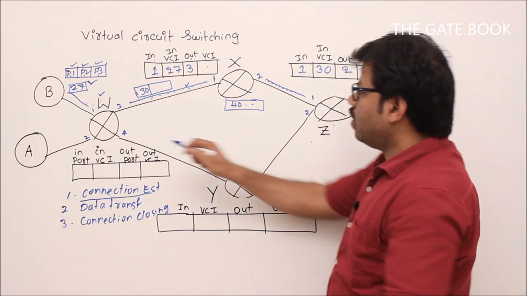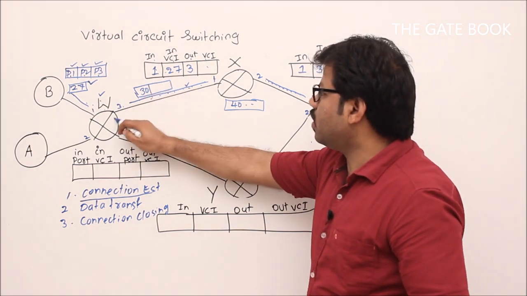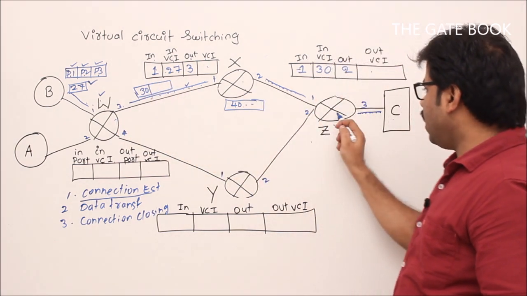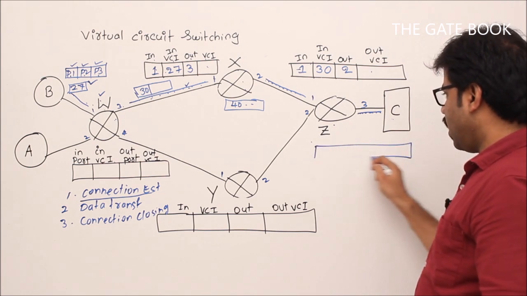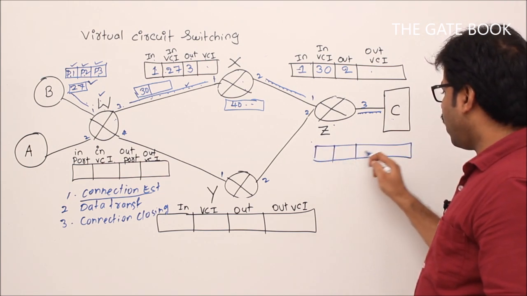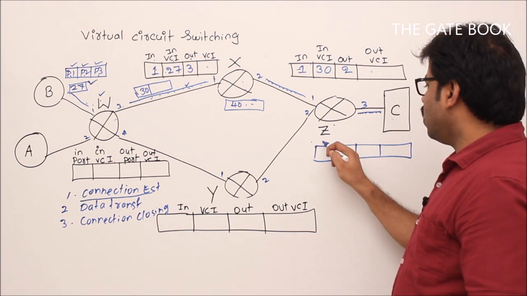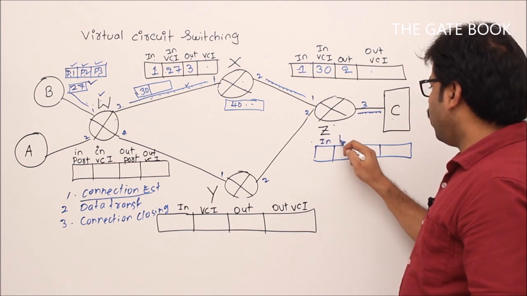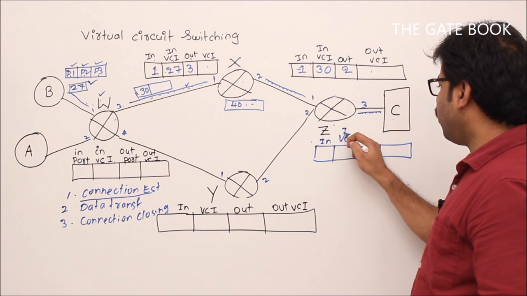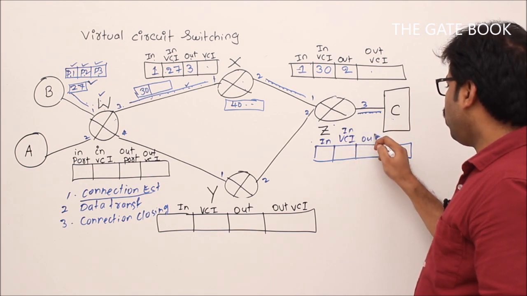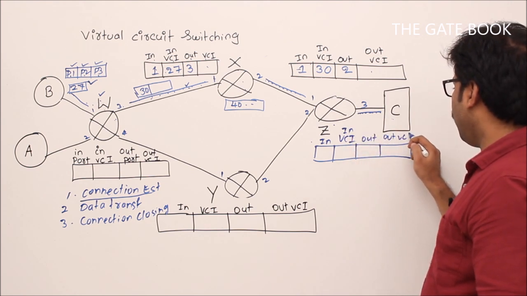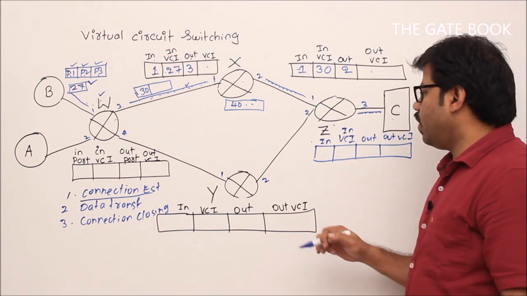So here you see, this table is for this one, and this table is for this one. We need another table for Z. Z is also going to have 4 columns: incoming port, incoming VCI, outgoing port and outgoing VCI. We'll see how it will fill. So Z is going to fill like this.